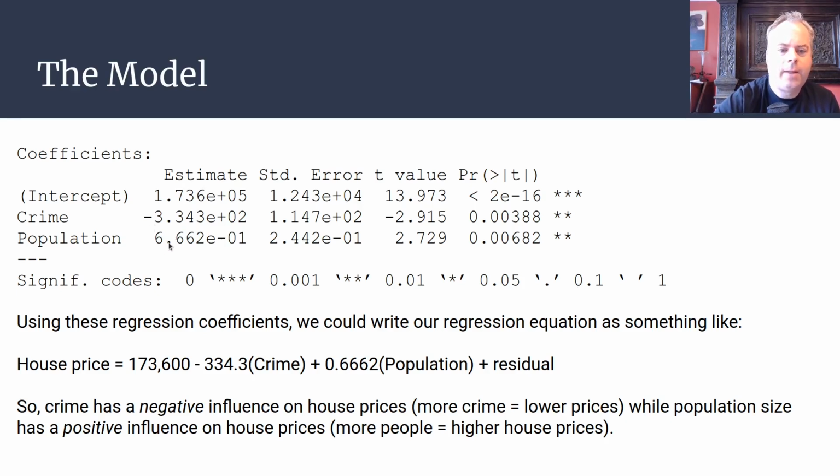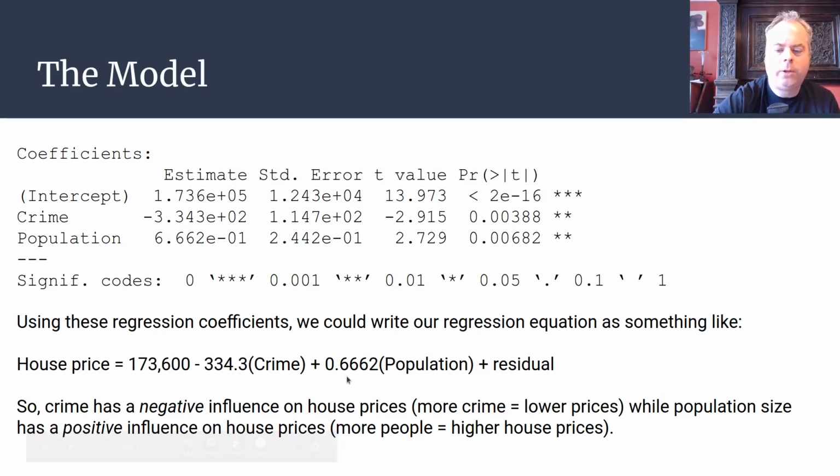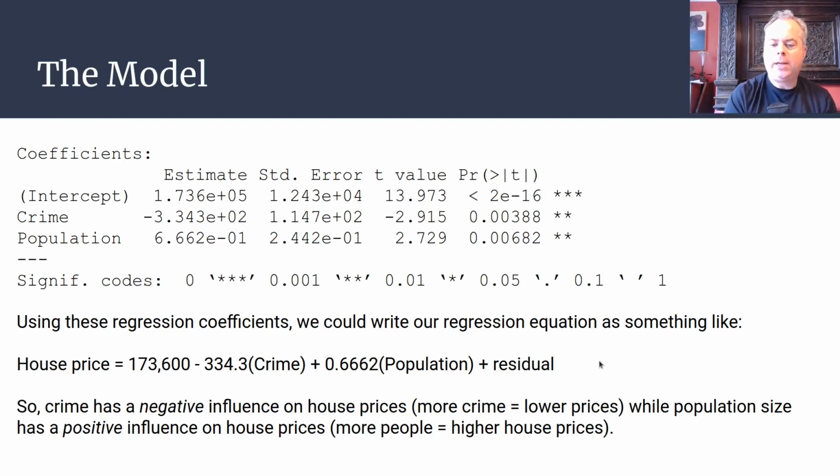So our regression equation is such that a house price in a region is equal to 173,600, which is this coefficient here, minus 334.3 multiplied by our crime variable, plus 0.6662 multiplied by our population variable, plus some sort of residual. This regression equation is a way of capturing the nature of the relationship between our predictors, in this case crime and population, and our outcome variable, which is house prices.